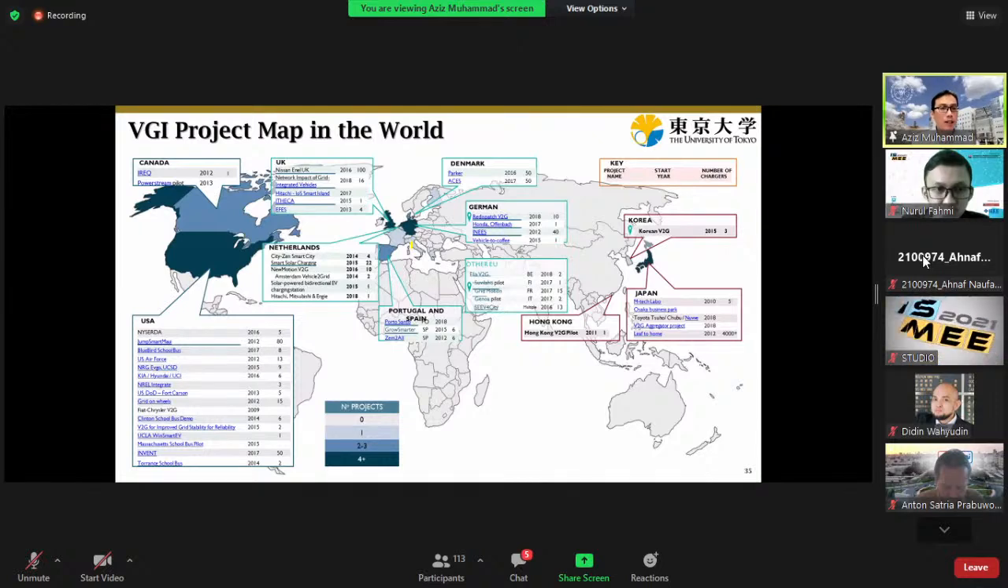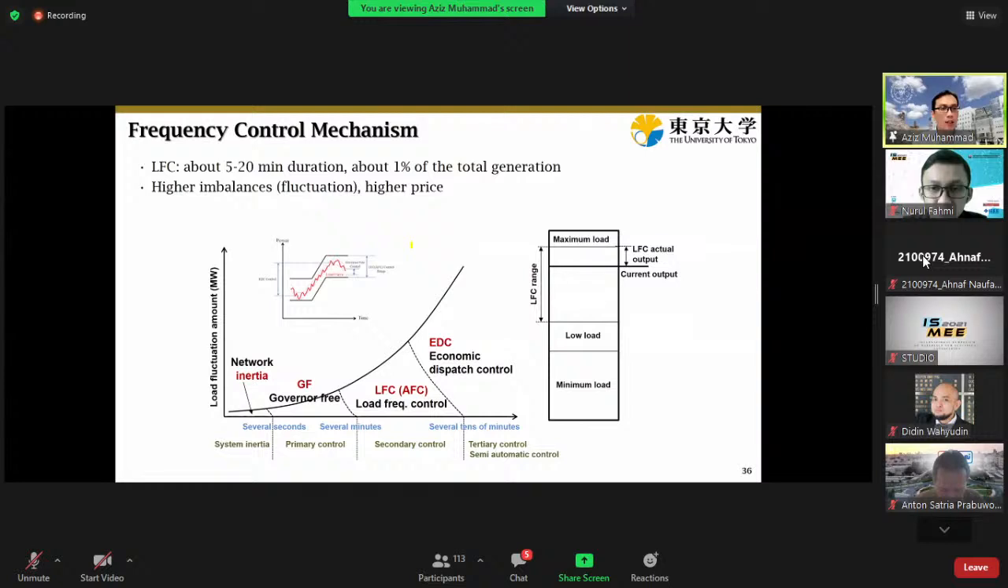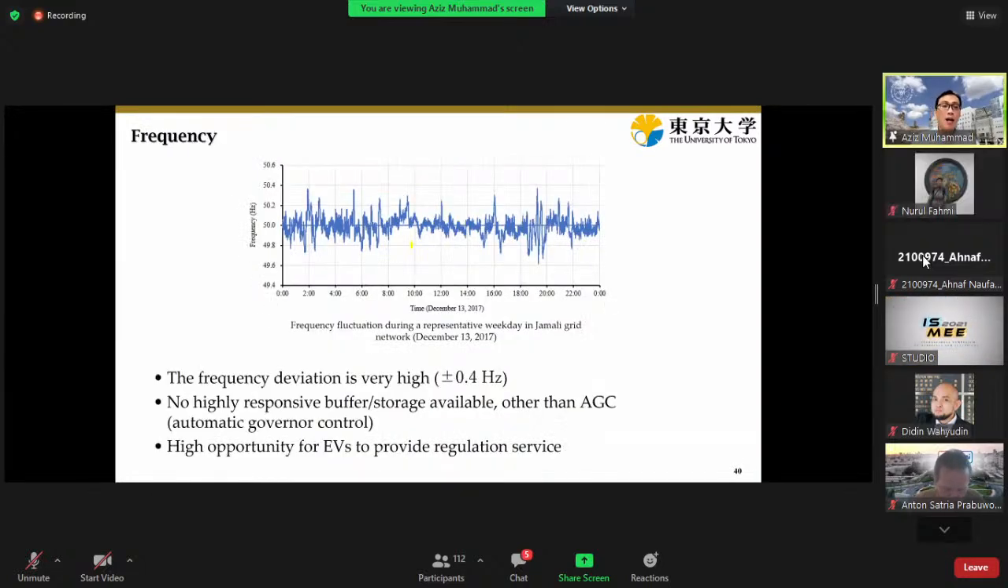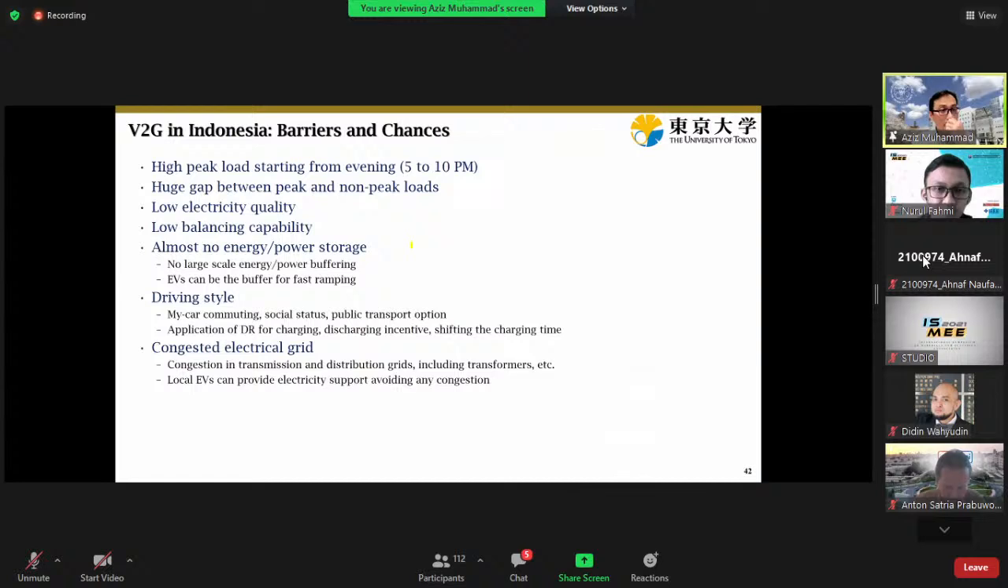This is the projects all over the world until now. There are 50 projects all over the world, but I would like to skip this one. This is also the opportunity of vehicle-grid integration in the Indonesian case. Our energy system, our electricity, is very, very fluctuating. So we need a responsive energy buffer for this, including hydrogen and electric vehicles or vehicle-to-grid technology, etc. Okay, so I think I would like to end my talk today.